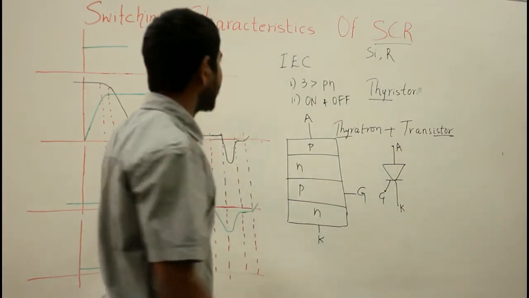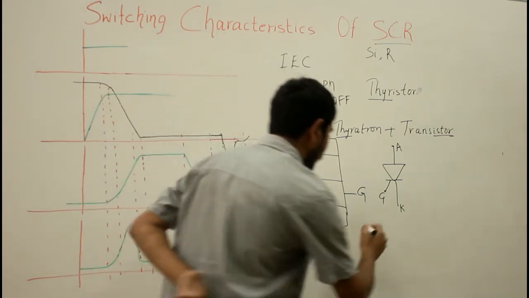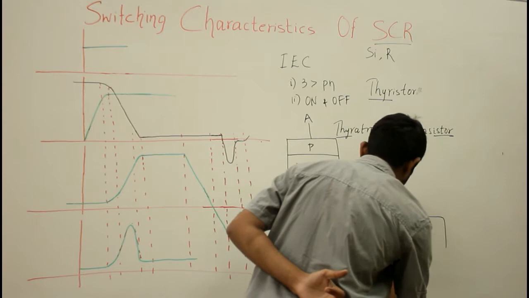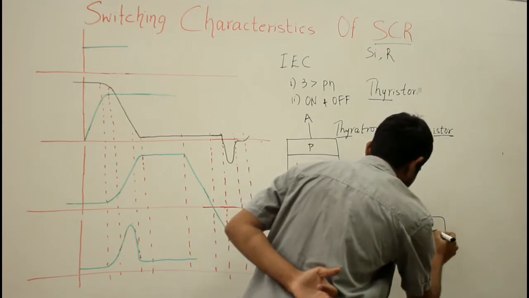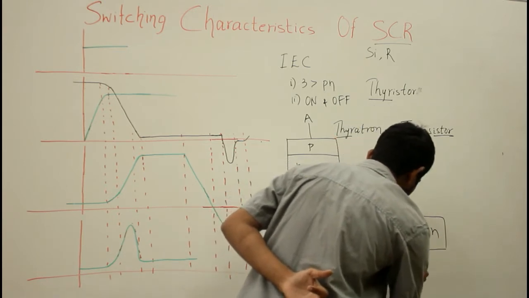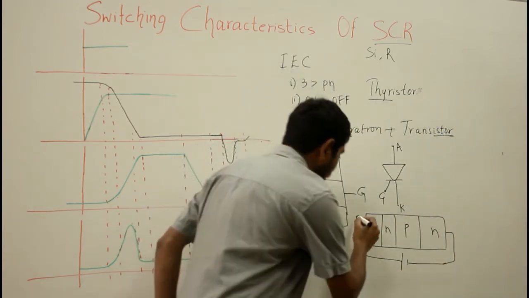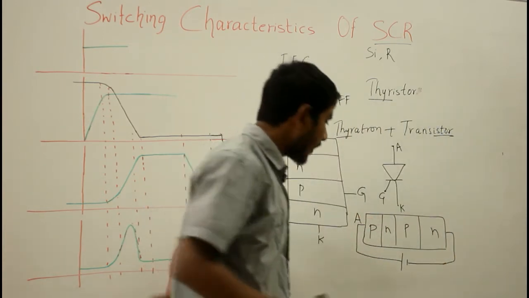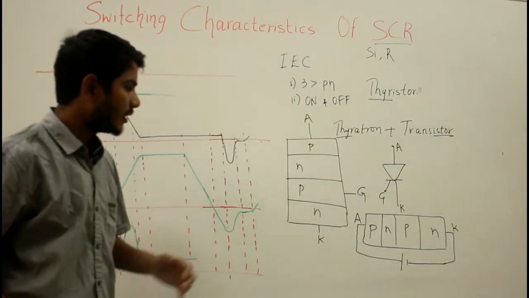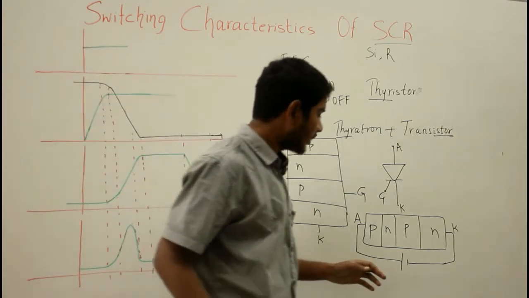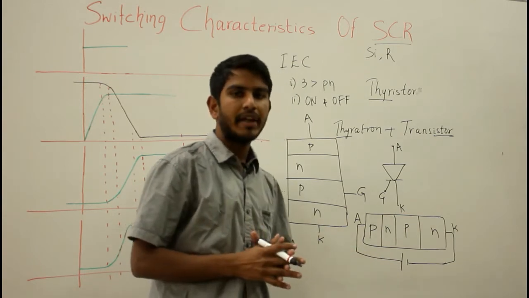Now coming to the switching characteristics of SCR, the forward bias thyristor. Let me draw the structure once again. This is P, this is N, this is P, and this is N. A thyristor can be forward biased by connecting the positive terminal of the battery to the anode and the negative terminal of the battery to the cathode. A forward biased thyristor can be turned on by increasing the positive forward voltage beyond the breakover voltage.